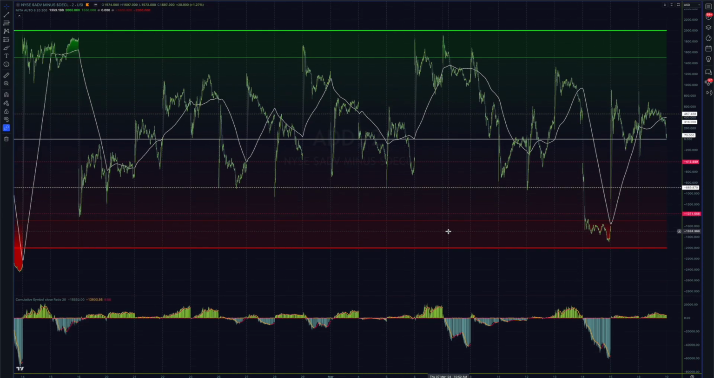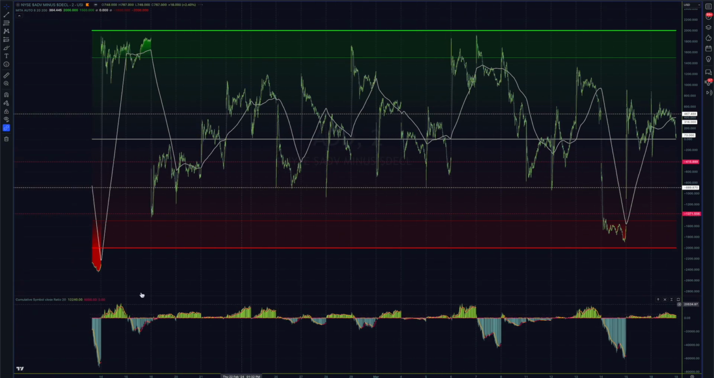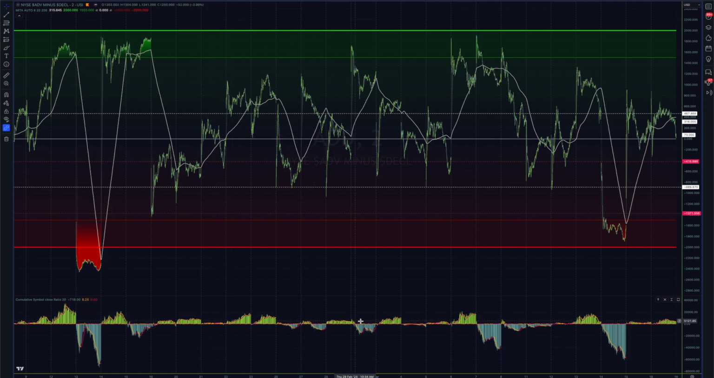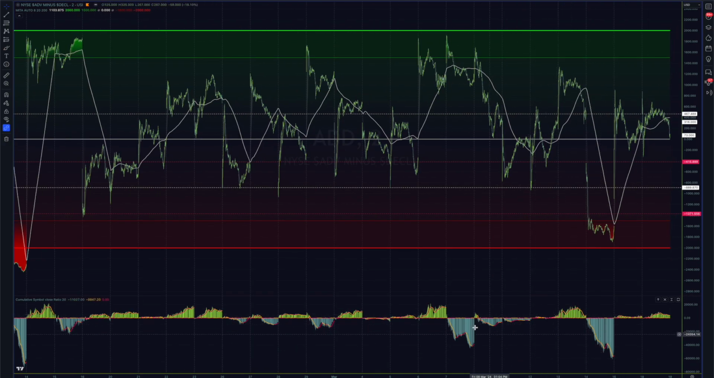Not too many. Mostly balance, I guess, is what I could say. Most of these, the majority, are up. And then the ones that are down, for the most part, we've had a couple aggressive days.